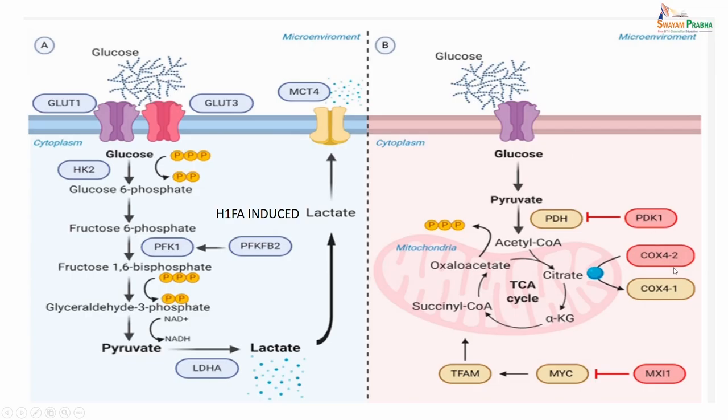In the case of a tumor microenvironment, what we see here is PDK1, which is formed as a result of HIF1 alpha, inhibiting the pyruvate dehydrogenase step. Therefore, the pyruvate to acetyl-CoA conversion does not happen, and this leads to loss of the TCA cycle. The TCA cycle does not happen. Along with that, the other players are COX and the other oncogene, MYC, which in turn can lead to transcription of several genes which are important in the process of oncogenesis.